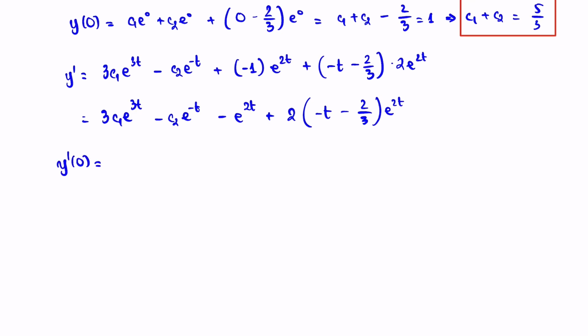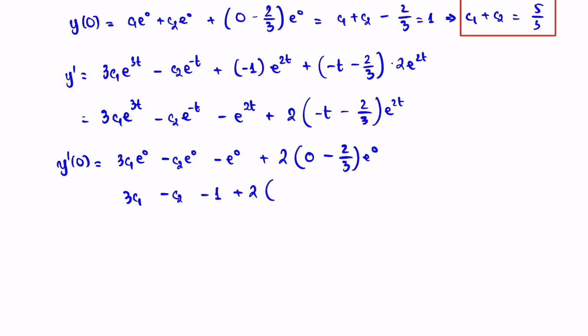Y prime of 0 gives you 3c1 e to the 0 minus c2 times e to the 0 minus e to the 0 plus 2 times 0 minus 2/3 times e to the 0, or 3c1 minus c2 minus 1 plus 2 times negative 2/3 equal to 0. This implies that 3c1 minus c2 is going to be 7/3. Okay, so this is the second equation that we need.